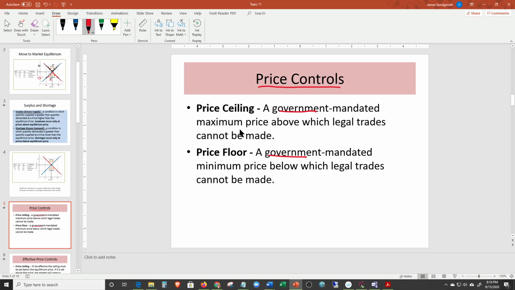Now, sometimes I do get students who ask whether or not monopolies couldn't do that. And the answer is no, the markets will go to equilibrium in a monopoly. And let's just deal with that right now.